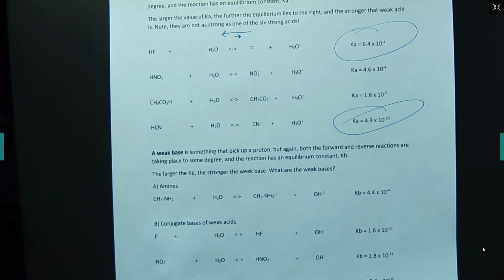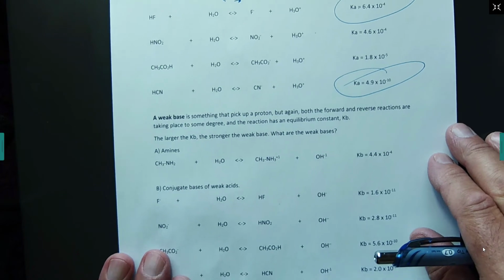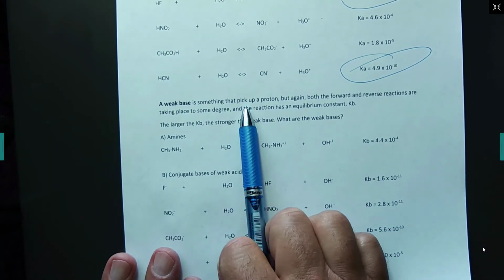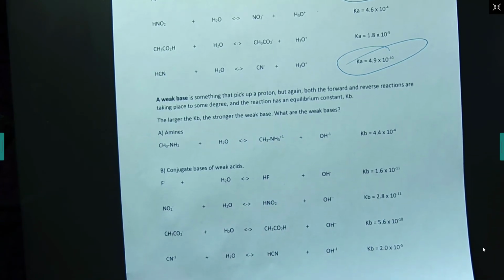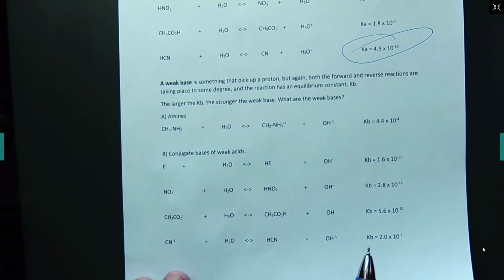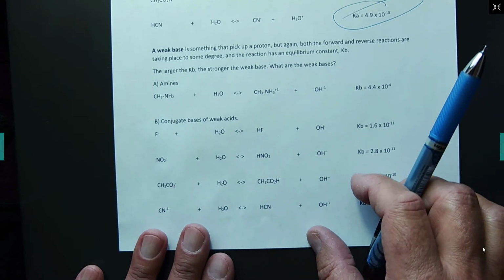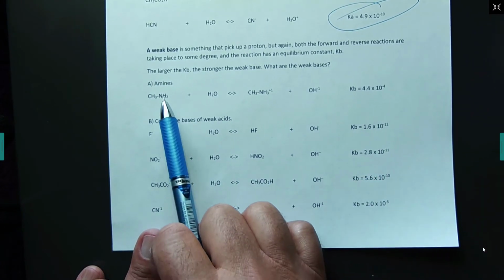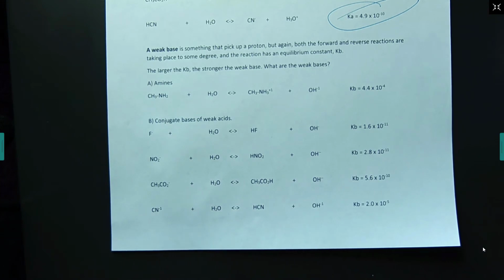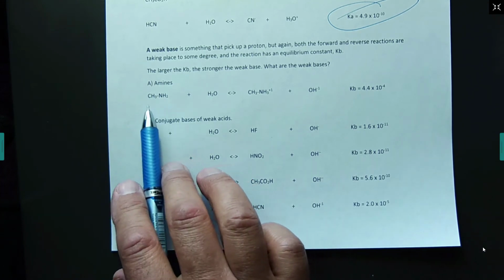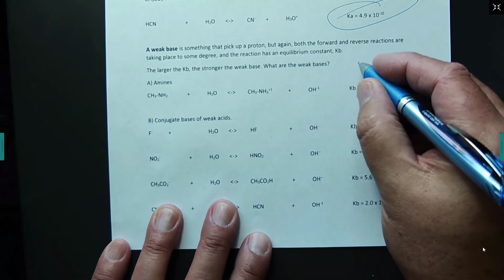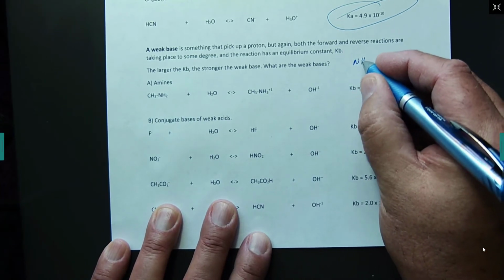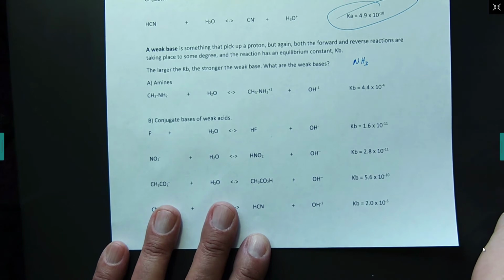Now, weak bases. A base is something that accepts a proton. It picks up a proton. And for the weak bases, again, it's an equilibrium thing. So what are your weak bases? The most common weak bases are probably the amines. Hopefully you remember from organic chemistry, anytime you have nitrogen plugged into a carbon, it's called an amine. They're derivatives of ammonia, which in itself is a weak base. Ammonia is another weak base.